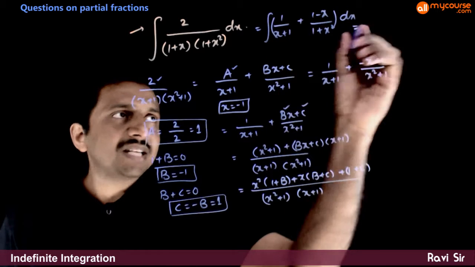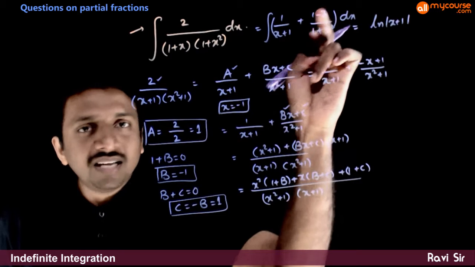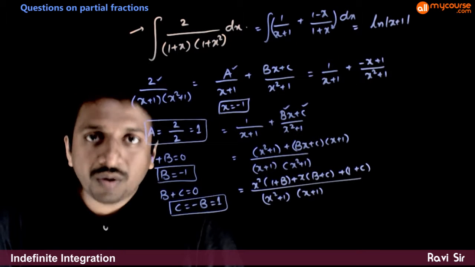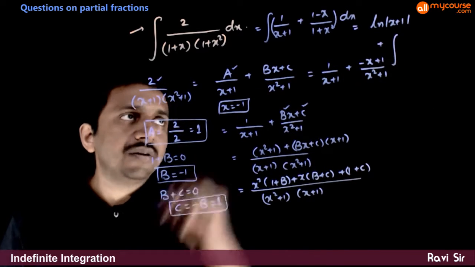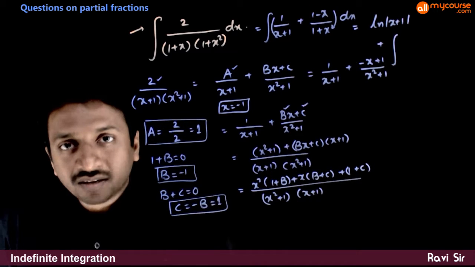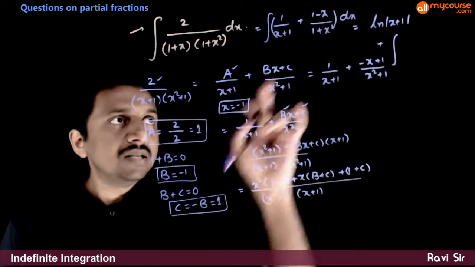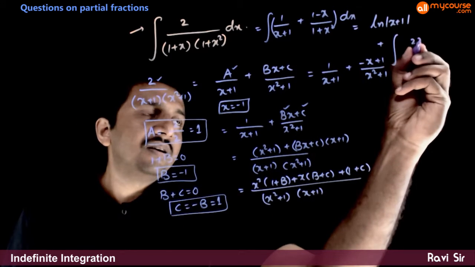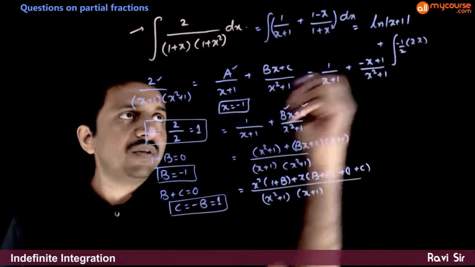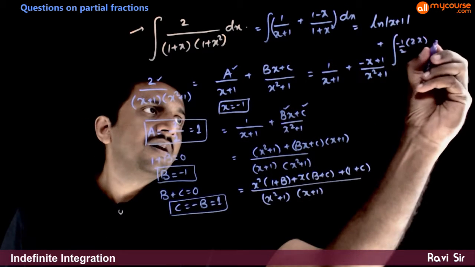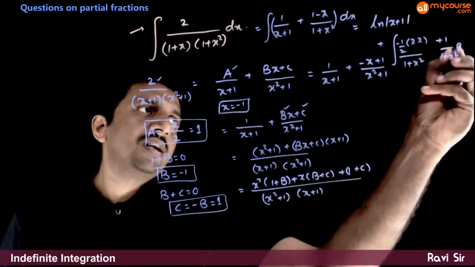Integration of 1 by x plus 1 is ln mod x plus 1, and this is linear by quadratic. We know how to integrate linear by quadratic. First, I'll try to convert this linear into alpha times the differentiation of the denominator plus some beta. 1 plus x square's differentiation is 2x, but you need a minus x here, so I'll multiply it with minus 1 by 2, plus 1 by 1 plus x square, by 1 plus x square dx.